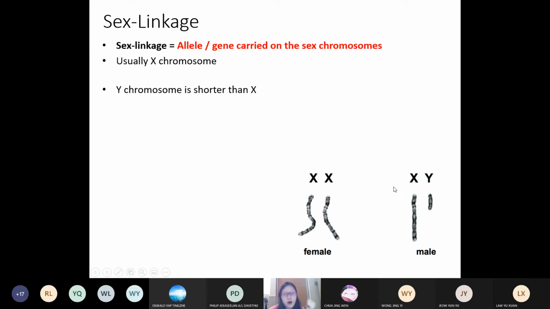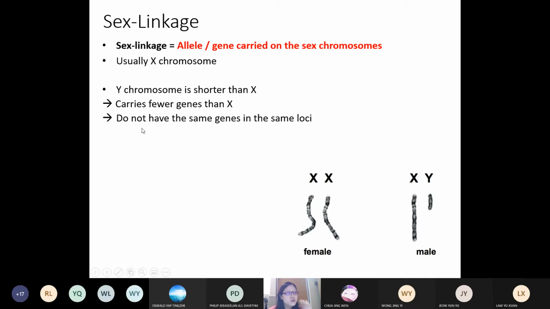Why is that? No pun intended. The Y chromosome is shorter than X. This is the male Y chromosome, and it's shorter. We call it a truncated X, which means it's essentially a shorter X. It carries fewer genes, and it also carries some genes that X does not. They do not have the same genes on the same loci. They are not exactly homologous.